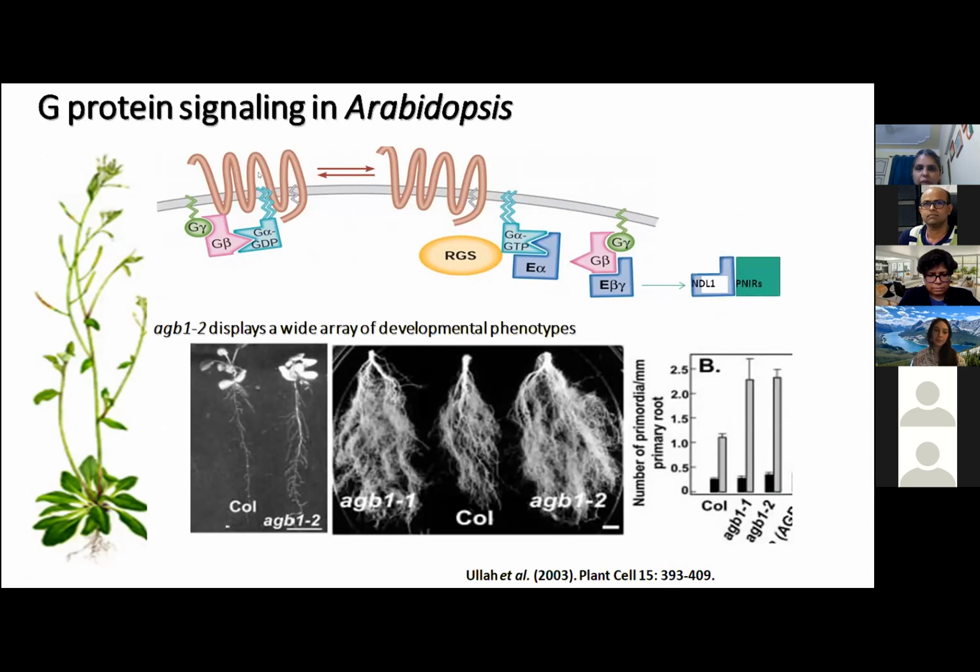So what we are doing is moving from the surface inward, right? After signal perception, beta and gamma will separate, go downstream, and interact with another protein, that was NDL1. Now NDL1 will interact with other proteins and ultimately regulate gene expression. So we are at this step now, okay?